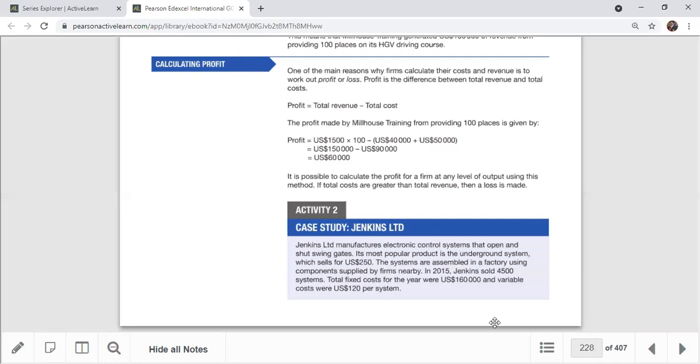All right. So now you have the knowledge about total cost calculation, total revenue calculation, and total profit calculation. These three concepts, cost, revenue, and profit, we have identified just now.